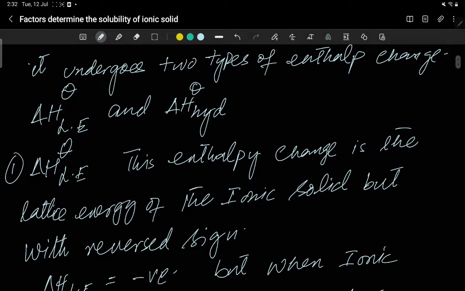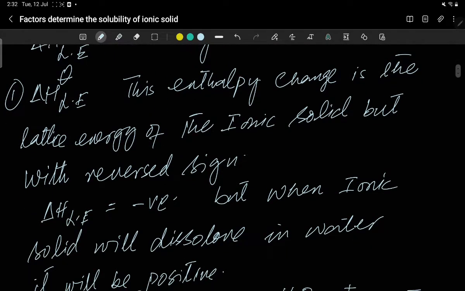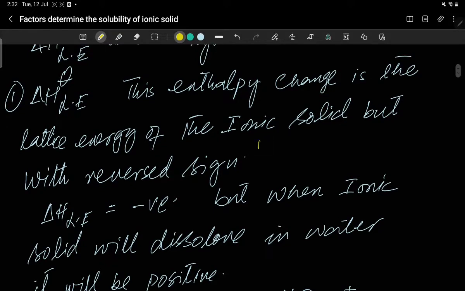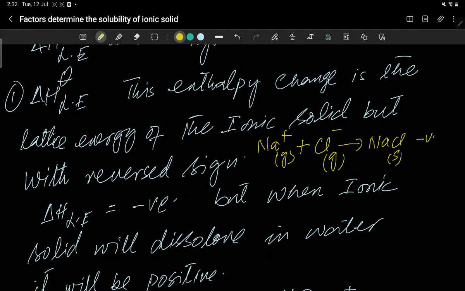Delta H hydration, as you know, the enthalpy change is the lattice energy of the ionic solid but with reverse sign. We know that when an ionic solid is formed from its gaseous ions, for example, sodium gaseous ion reacts with chloride gaseous ion, a large amount of energy is released. So this is an exothermic reaction. Ionic solid, this is exothermic, this is lattice energy.